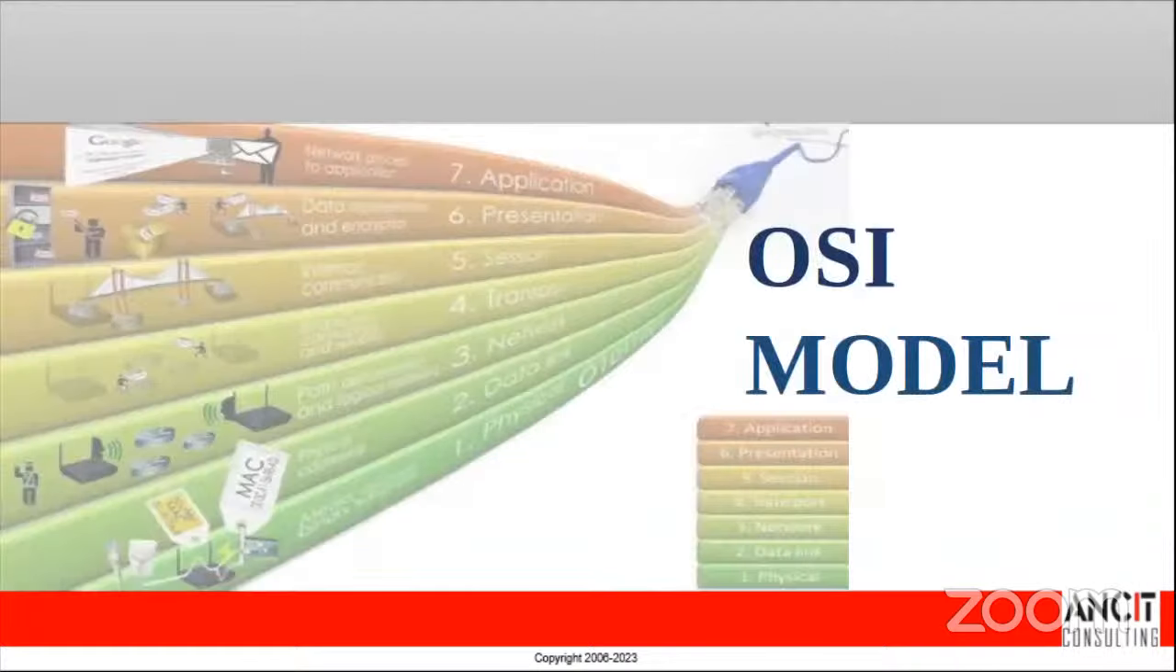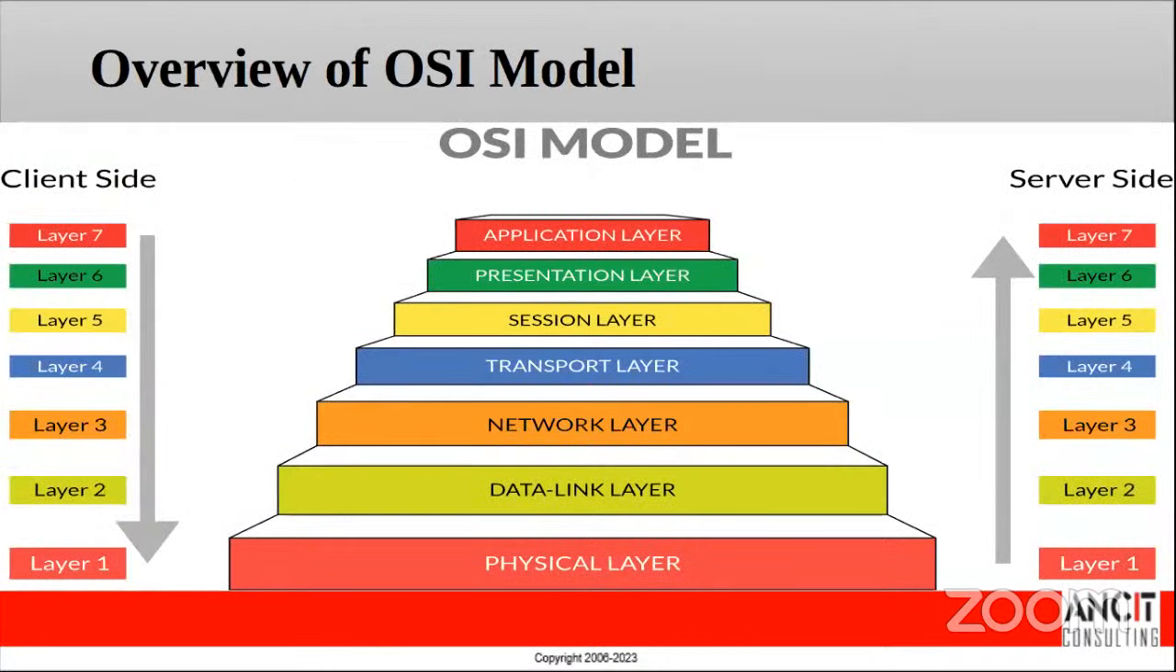Next one is the OSI model. Here we are discussing how some IP operates in the OSI model. This is the overview of the OSI model. This picture shows how the communication flows on the client side and server side. Here, when the client is requesting, the communication happens from the application layer to the physical layer. Next, the server side is the receiving end.